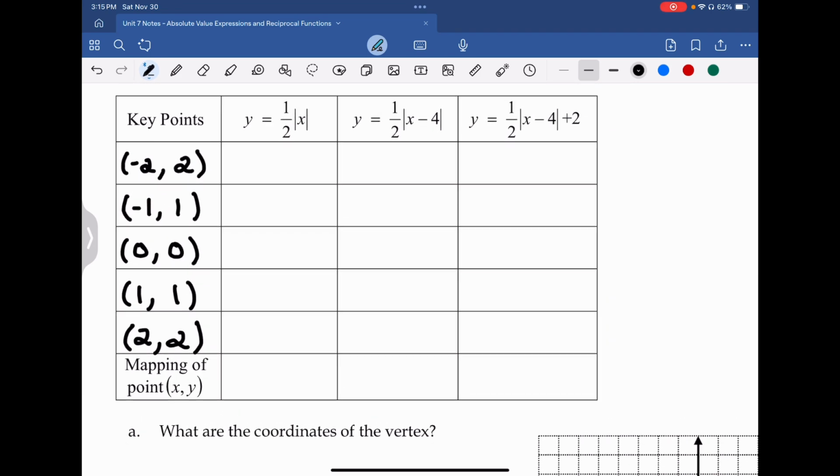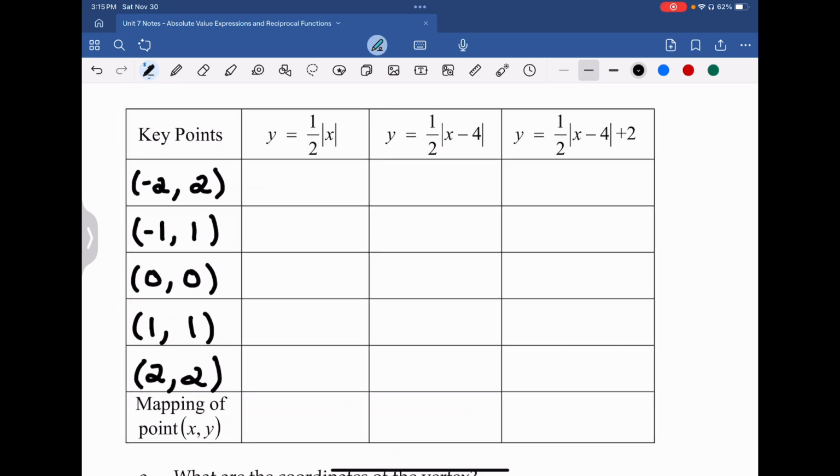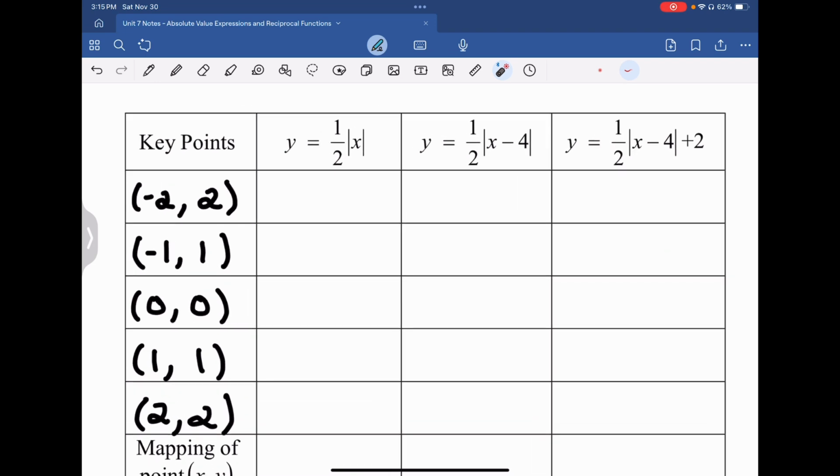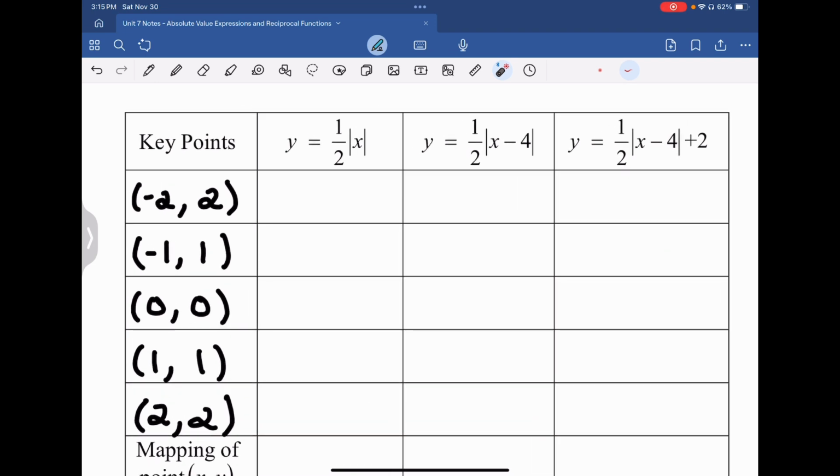Now, in plugging them in, let's describe what's happening with each of these as we apply the transformations one at a time. First and foremost, we're going to do a vertical stretch factor of a half. So for every y value, we're going to take half. If x was negative 2, the absolute value is equal to 2, and 2 divided by 2 equals 1. So we end up getting a y value equal to 1 for the first one.